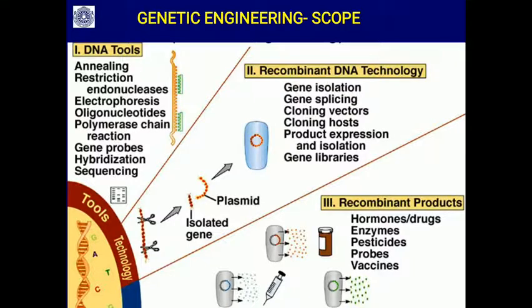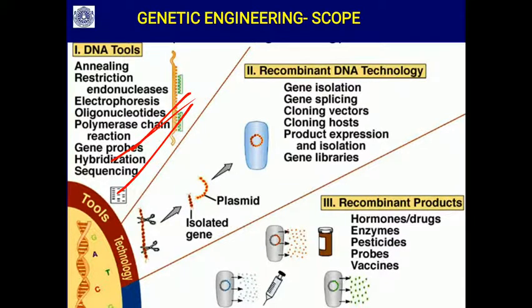We can't discuss it within 5 minutes. It is such a huge benefit we are getting, and also a lot of scope in this technology. So there are so many DNA tools generated out of this technology. That is restriction endonucleases, molecular scissors. Then you have studied electrophoresis, how we can separate DNA and protein depending on their size. Then oligonucleotide technology, polymerase chain reaction.